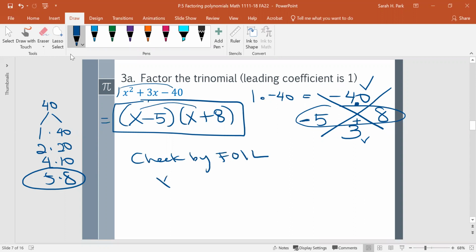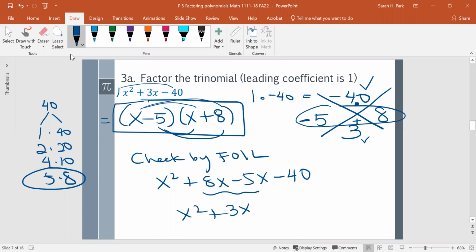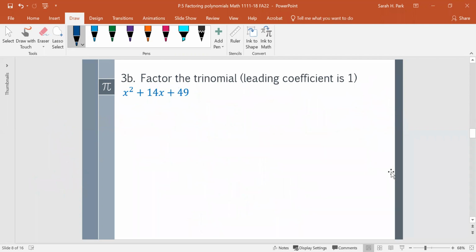We have x times x, which is x squared. Outer is x times 8, which is 8x. The inside is negative 5x. Negative 5 times 8 is negative 40. The middle term is 8x minus 5x, which is 3x. So we have x squared plus 3x minus 40, and it checks out as the original problem. So we know our factors are good to go. You don't have to do this every single time, but it's good practice too.